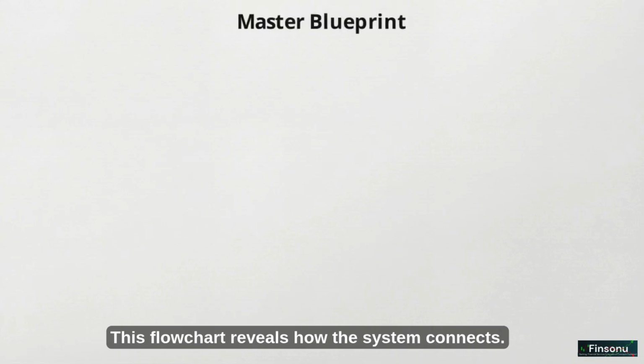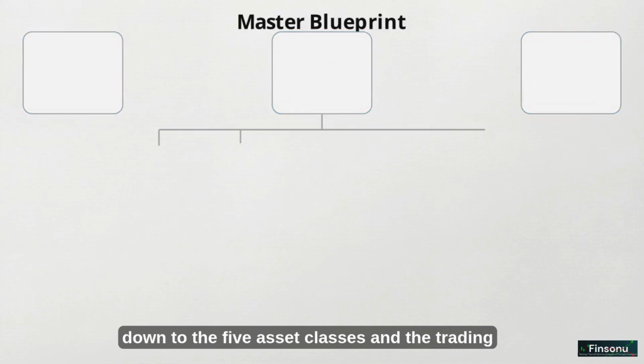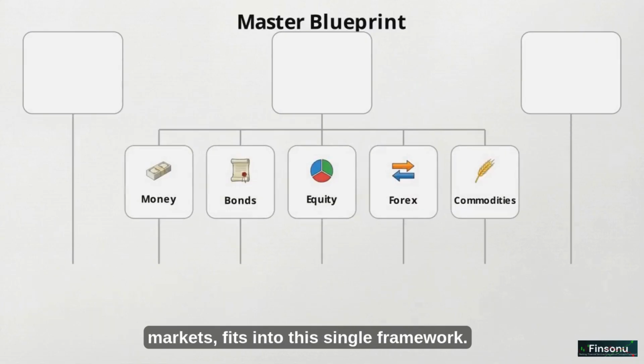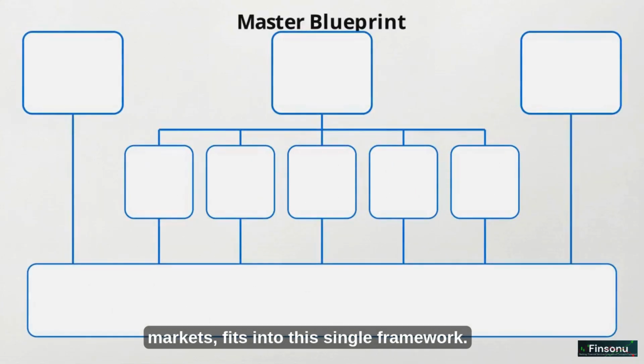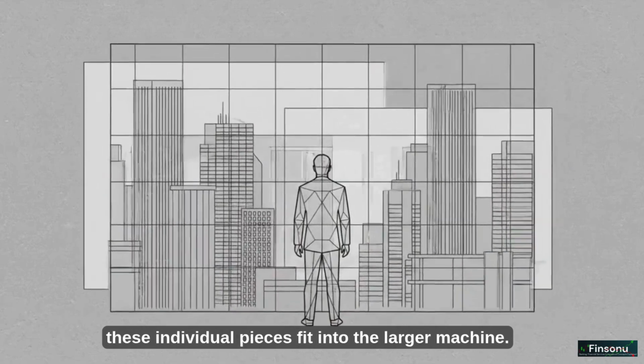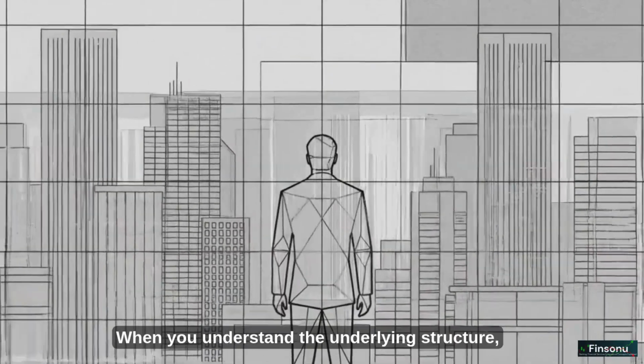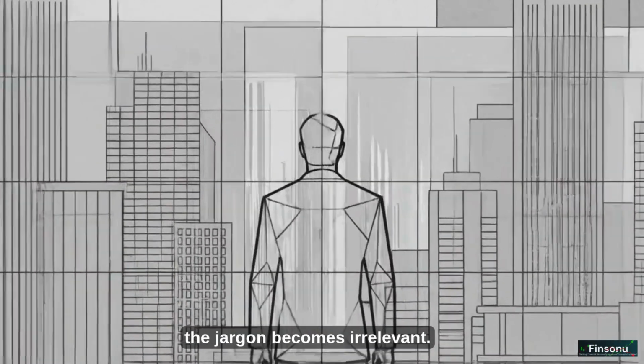This flowchart reveals how the system connects. Every concept, from the 3 super asset pillars down to the 5 asset classes and the trading markets, fits into this single framework. Managing money effectively requires seeing how these individual pieces fit into the larger machine. When you understand the underlying structure, the jargon becomes irrelevant.